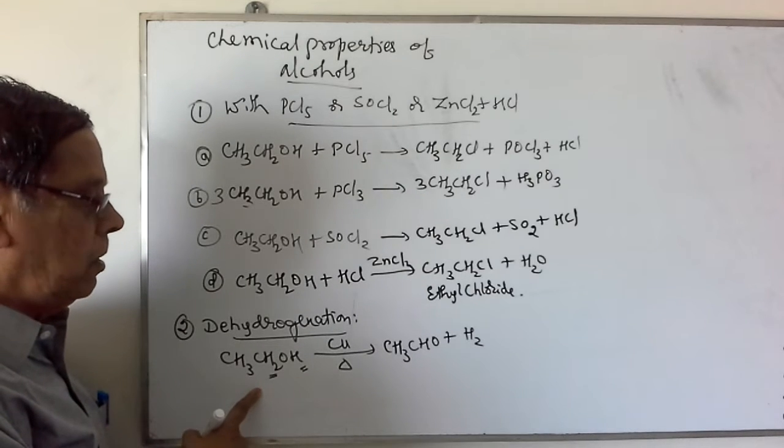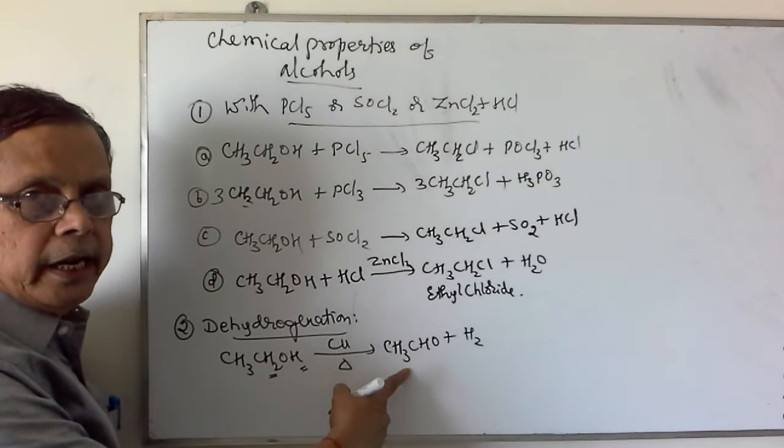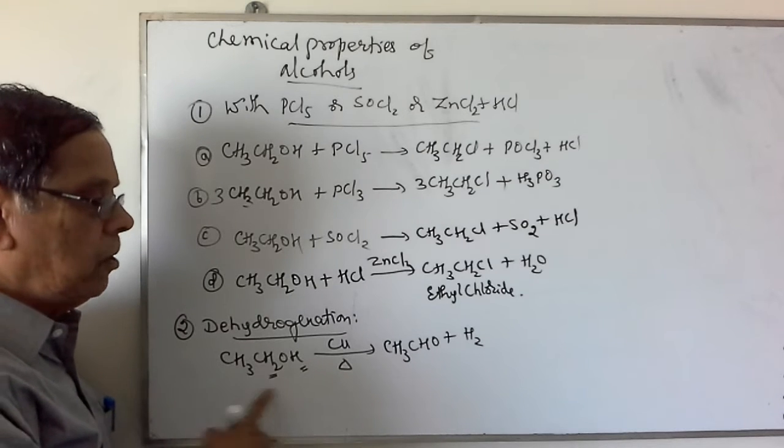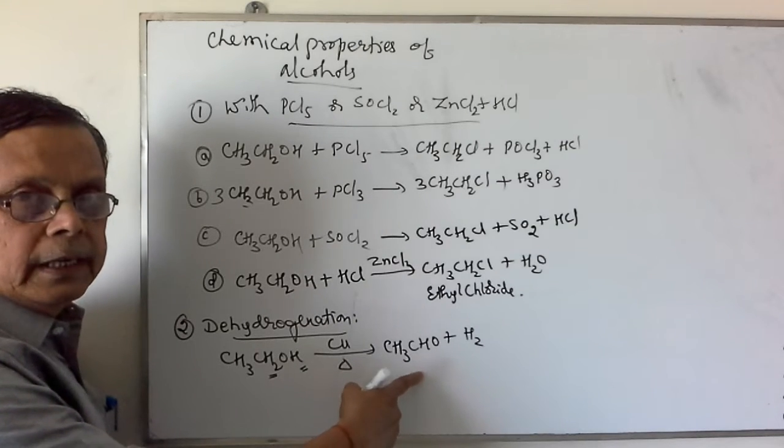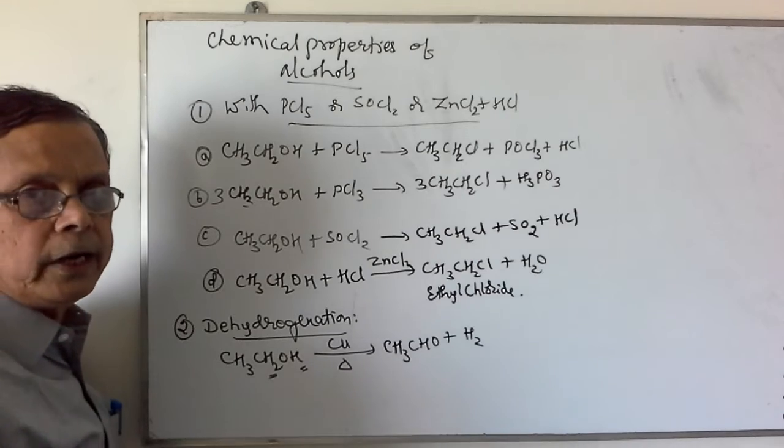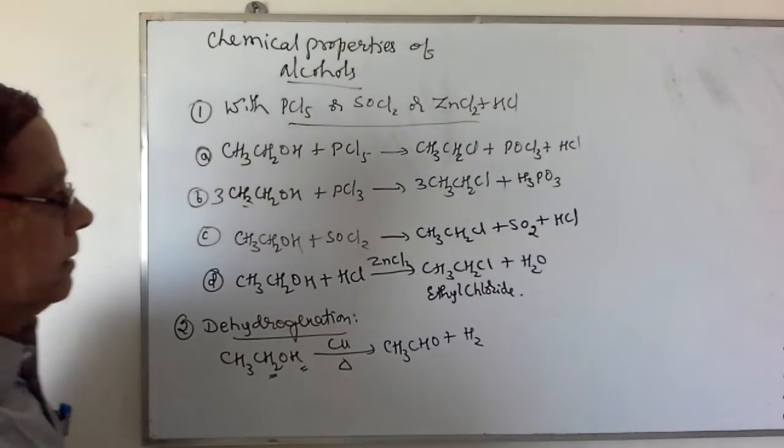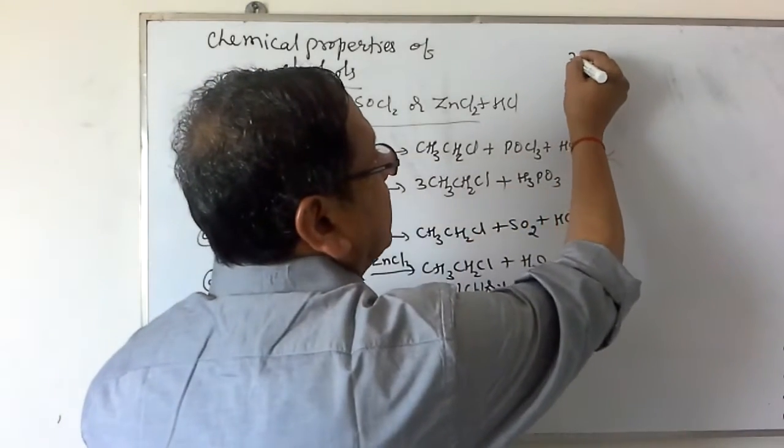A primary alcohol will give rise to an aldehyde. If it is a secondary alcohol, it gives rise to a ketone. Tertiary alcohols do not undergo dehydrogenation reaction. The next reaction is the oxidation reaction.